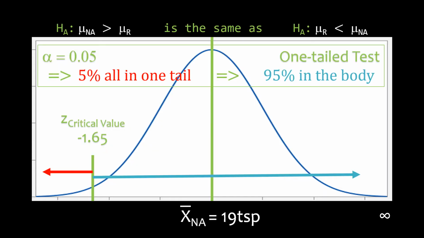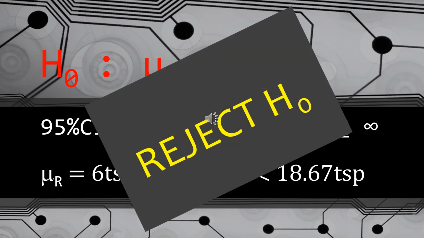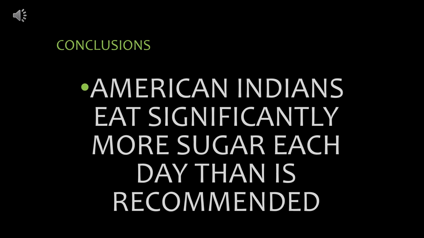We would not expect the population mean for Native American sugar consumption to be any smaller than 18.67 because the recommended amount of sugar intake is 6 teaspoons, and that's less than 18.67 teaspoons, less than what we would expect to be our population mean for Native Americans. We have to reject the null hypothesis. And our conclusion is that American Indians eat significantly more sugar each day than is recommended.